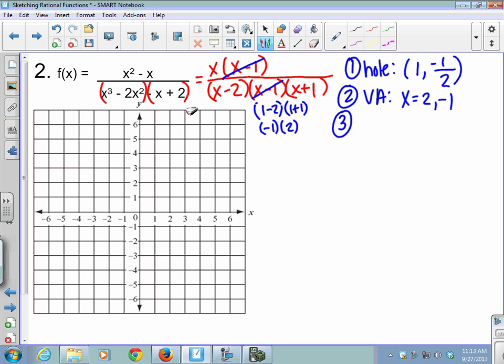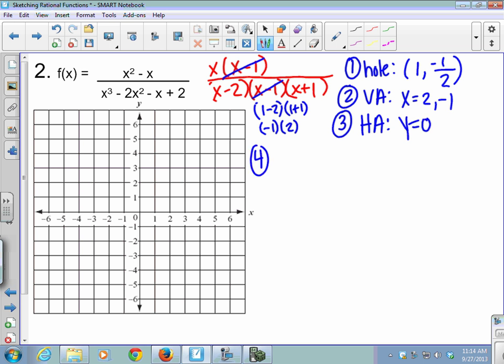Third thing I need to find are horizontal asymptotes. Horizontal asymptotes we find using the Boston rules, and so I'm going to look at this original function right here. It's easier to look at that so I can see the degrees. So the degree of the top is going to be a 2. The degree of the bottom is going to be a 3. And so the bottom is bigger. So by Boston, bottom is bigger, y equals 0. So y equals 0 is our horizontal asymptote.